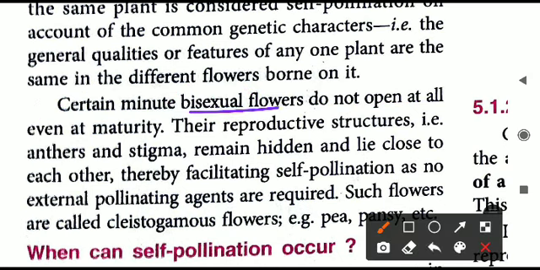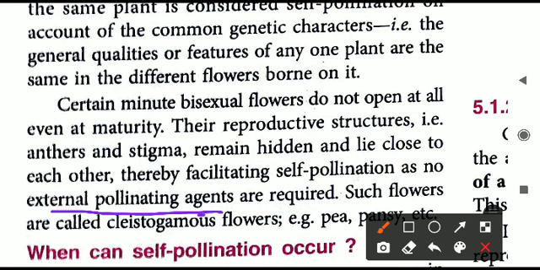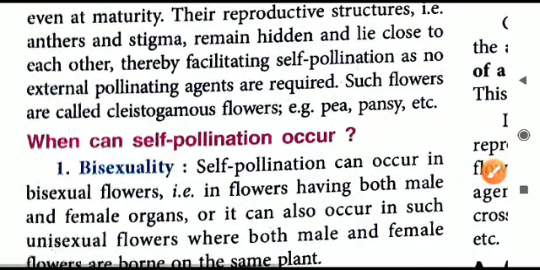So in the bisexual flower, what is happening? The anther and the stigma both remain hidden and lie close to each other, and hence they facilitate what? They facilitate self-pollination. So in this case, no pollinating agents are required. Generally, pollinating agents are required, like wind, water, or insect. These are the three pollinating agents which are generally useful in carrying the pollen grains from one area to another. But in self pollination, nothing is required, because the pollen grains do not have to go to another flower. So no external agents are required.